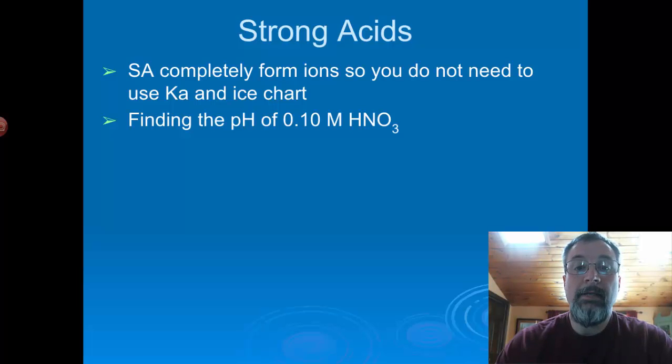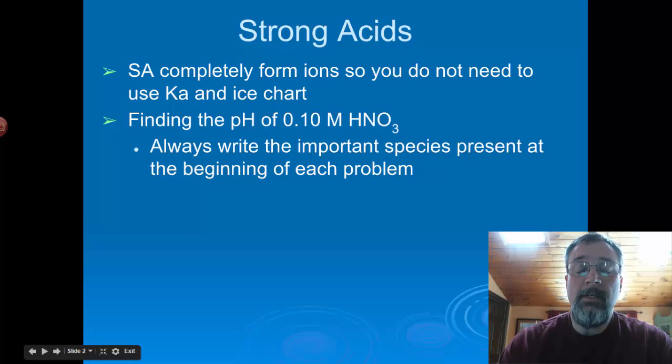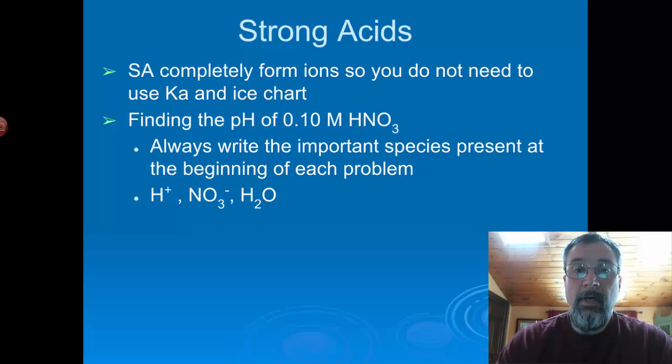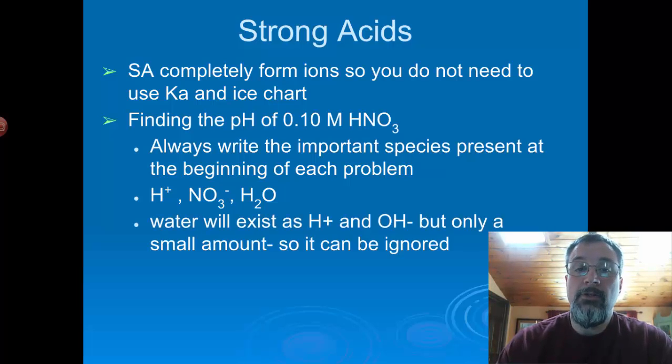Since it's a strong acid, that means that it dissociates completely. The way we look at this in figuring out pH is you write the important species when you're doing these problems. So for this one, we've got H+, we have NO3-, and we have H2O. We know that water can form both H+ and OH-, but a very small amount, 1.0 times 10 to the minus 7th molar. That's so small compared to 0.10 molar H+ that we ignore it.